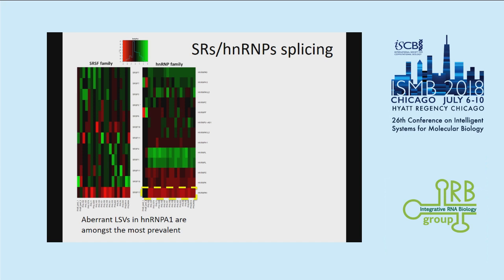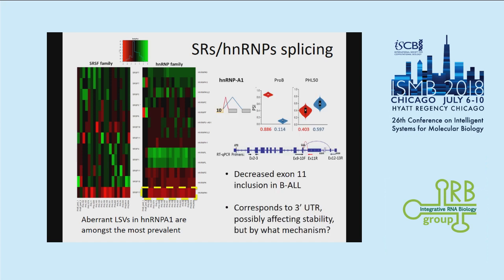But what's interesting is that HNRNPA1 was the most prevalent, so we decided to focus on this particular splice factor. When you look closely at it, we see that this is the actual LSV, and this is a violin plot of the percent spliced in. So what we see is that exon 11 is usually included in the pro-Bs. It's included almost 90% of the time. However, in ALL, this is one representative sample, it goes down to 40%.